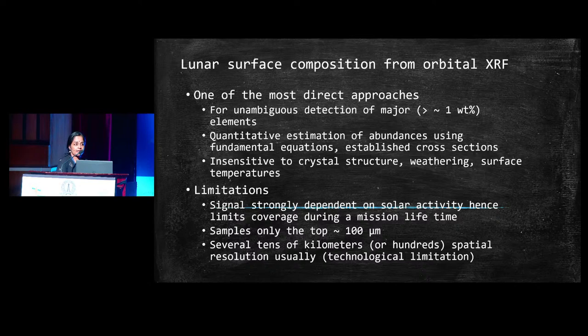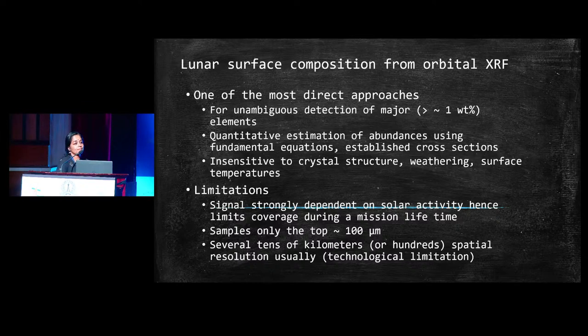Whereas in X-rays, it's insensitive to that. And to other parameters like weathering on the moon, because the moon's surface is always exposed to solar wind, there is the phenomenon of weathering that happens, which affects the reflectance in the visible and the IR, whereas in X-rays, it does not. And also surface temperatures or any other such environmental parameters.